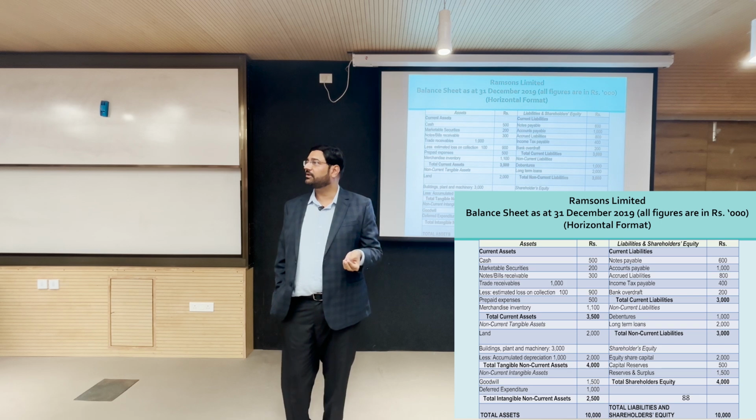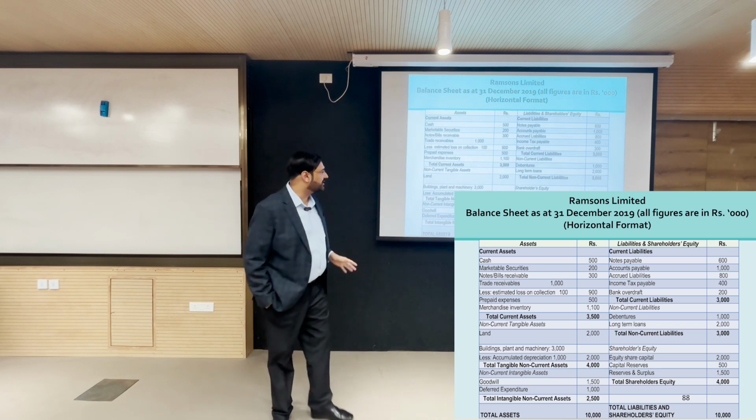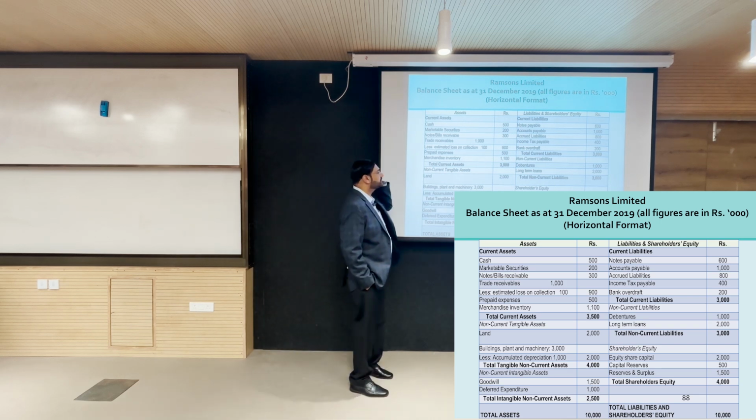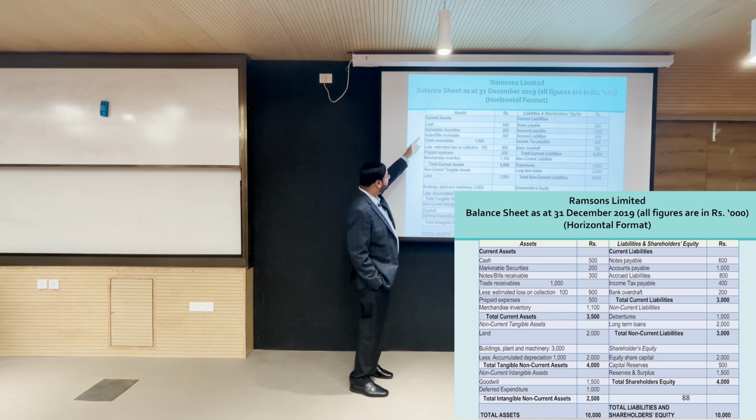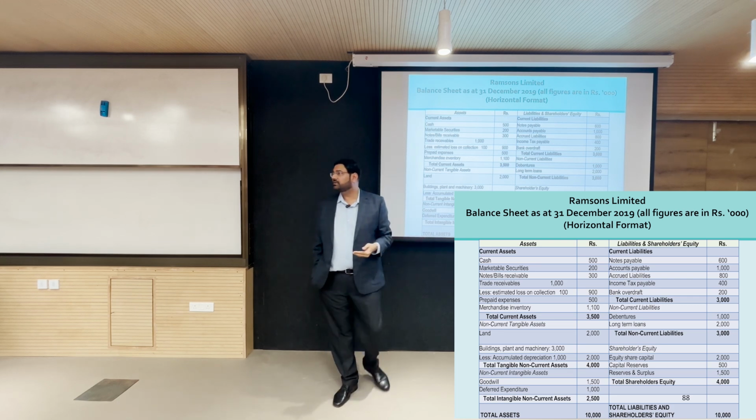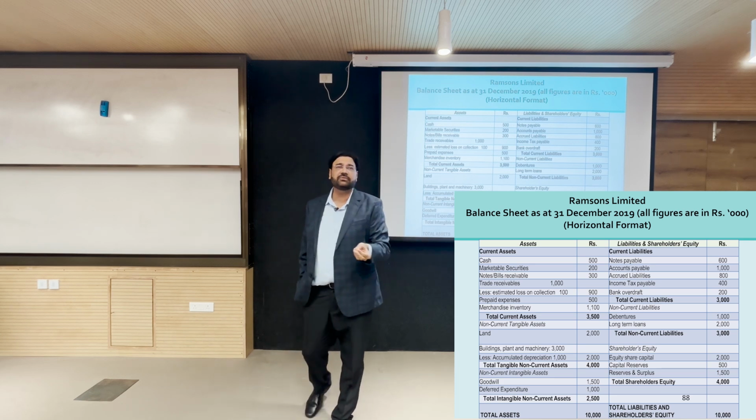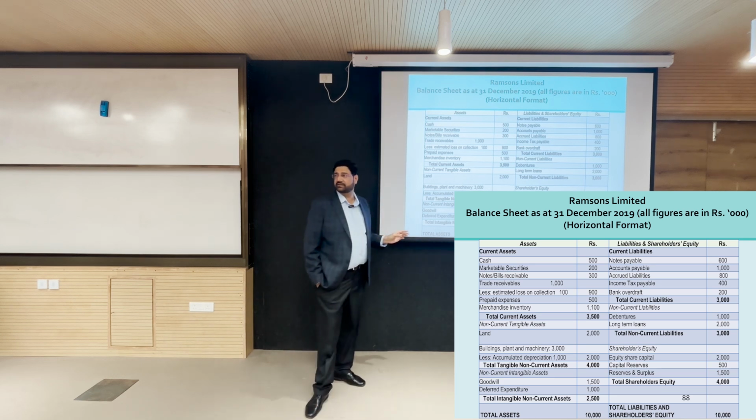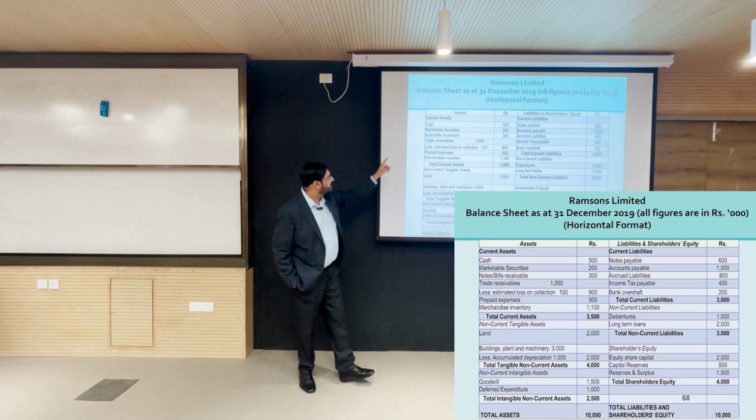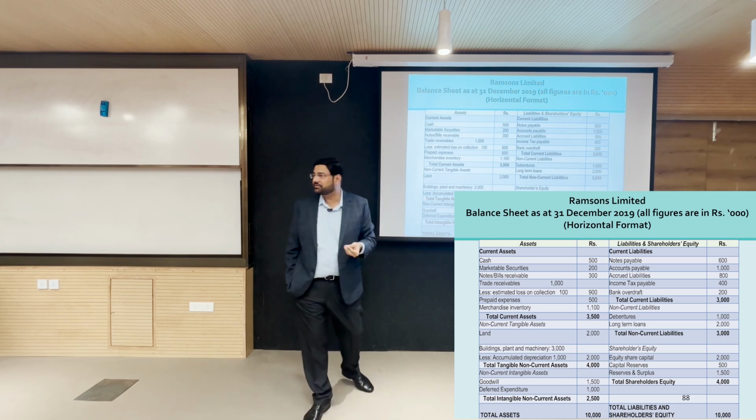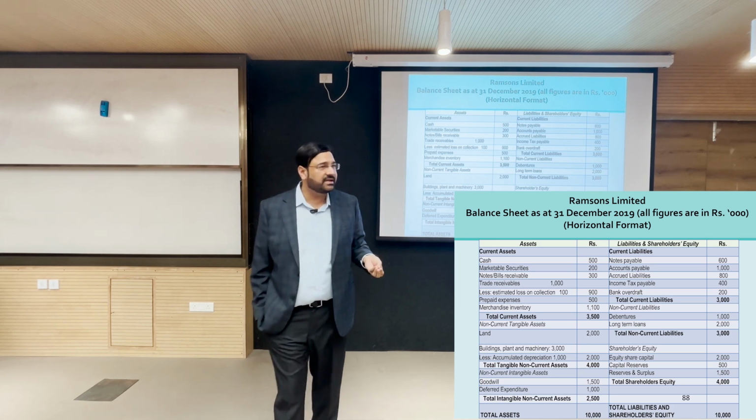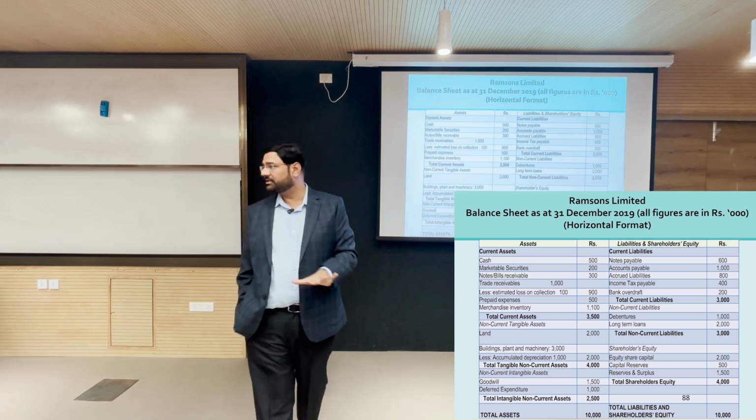There is another format called the vertical format. Let us look at the horizontal format first. So, if we look at current assets, we have cash. Cash is anyways cash. It does not require any time to convert it into cash, right. Marketable securities are securities that can readily be converted into cash soon enough, right.